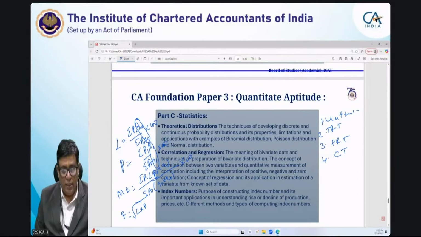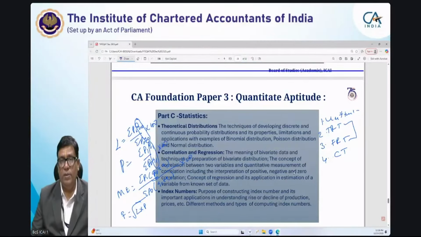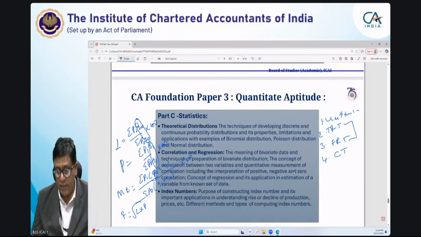Next, the time reversal test: when P01 times P10 equals 1, that is the time reversal test. The factor reversal test is when the product of the price index and the quantity index, P01 times Q01, equals the value index number. Only Fisher's index number satisfies both the time reversal test and the factor reversal test. So it is the ideal index number, which is very important for MCQs from the examination point of view.